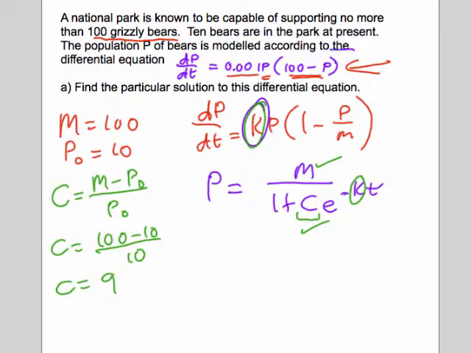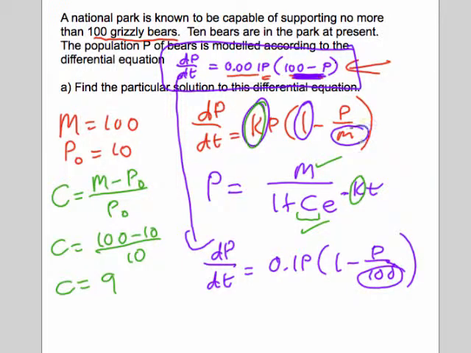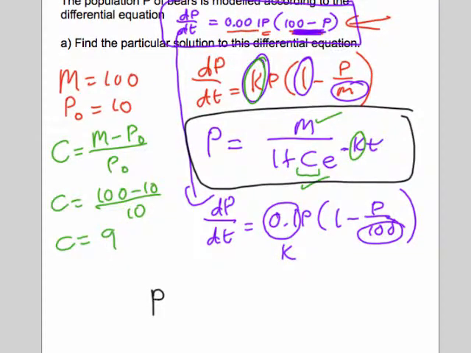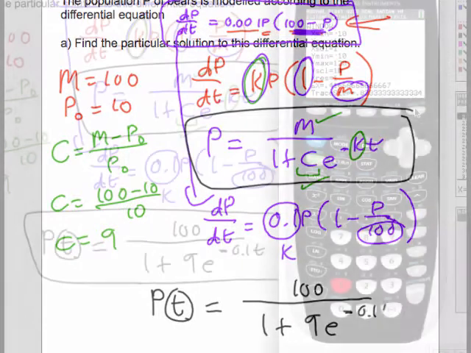So I have M, I have C, but I need to get K, but before I get K I need to reorganize my differential equation so that I have a 1 minus P over M in the bracket. So factoring out my 100, I'm going to get 0.1 P times 1 minus P over 100. You'll notice that my carrying capacity is in the right spot. It's all working out correctly. This is my K. And so, putting all of this together in my solution, my population of bears after t years is my carrying capacity divided by 1 plus 9e to the negative 0.1t.